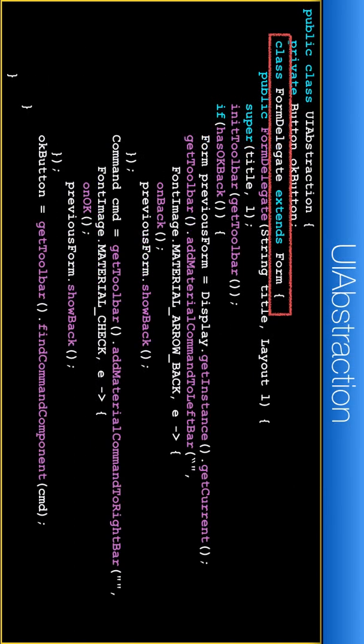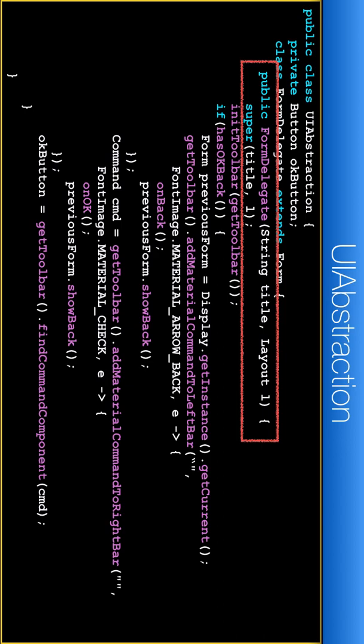UI abstraction opens with an inner class representing the form delegate. This is effectively the class that implements the standard form-based navigation. Naturally, it does derive from form, as all the calls apply to it. So instead of inheritance, we now have a form of composition.